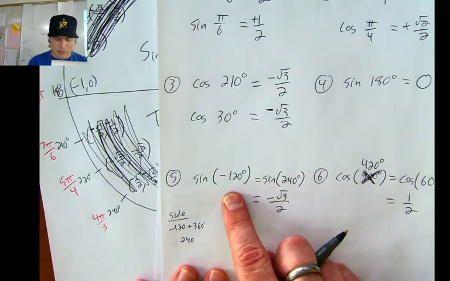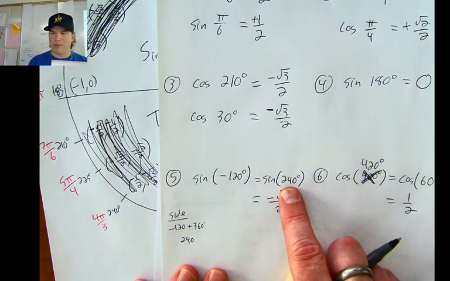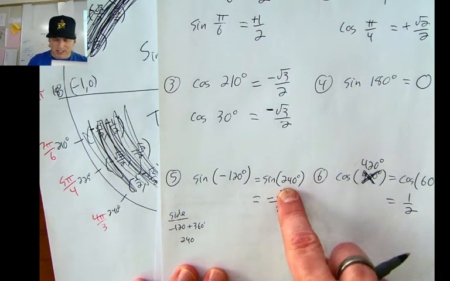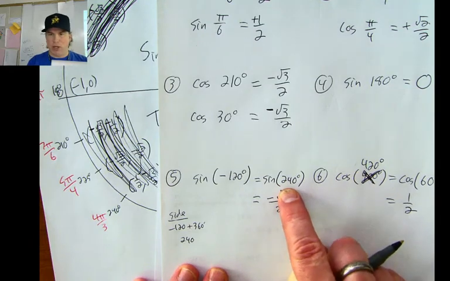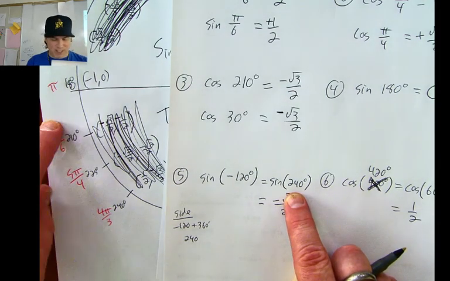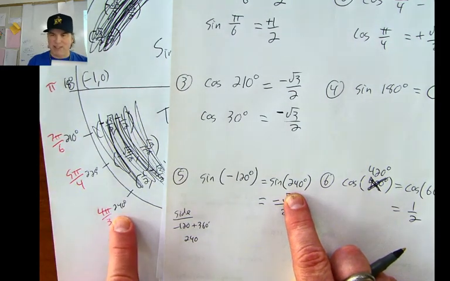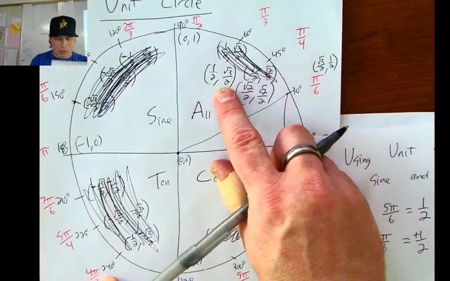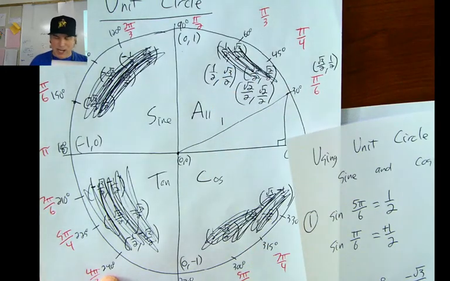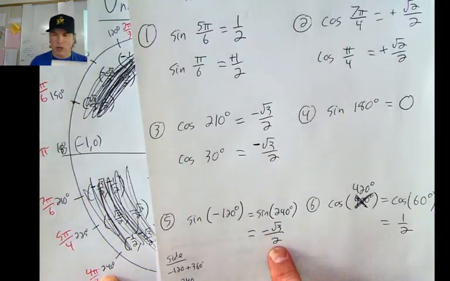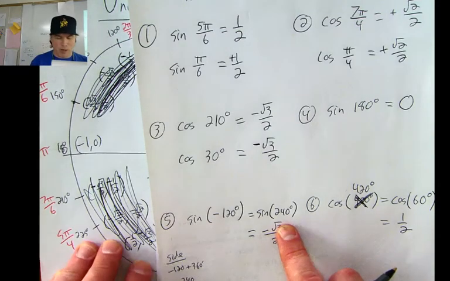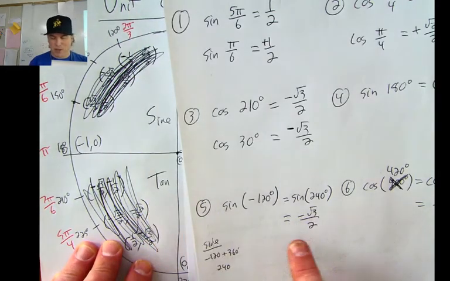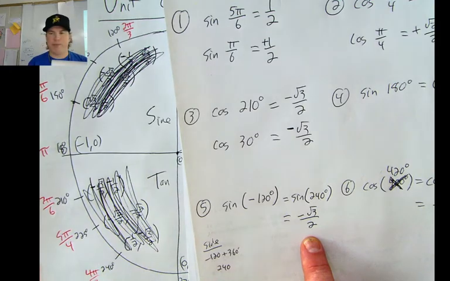Sine of negative, well actually, for this one I'd still use coterminal angles, but then once you've used your coterminal angles, you then use your reference angles. You have a reference angle of 60 degrees, and it's sine. At 60 degrees, the y-coordinate's root 3 over 2, so I answer root 3 over 2, and then because it's third quadrant and only tangent's positive, my answer would be negative.